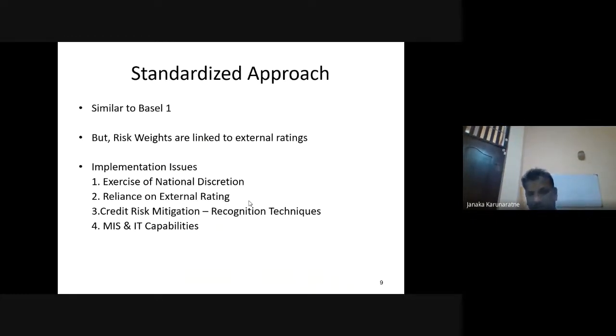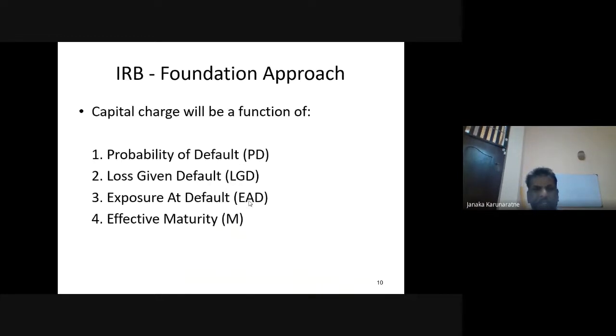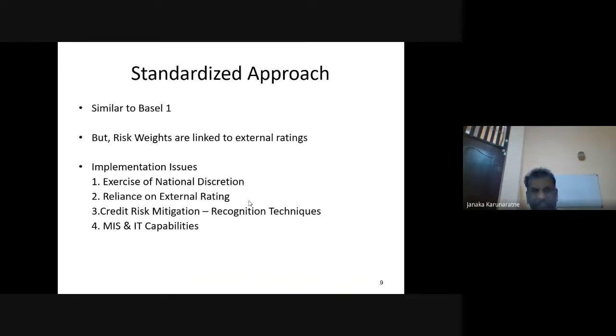But after careful analysis, I think most of the issues were addressed, and so basically, it's a very simple approach. Most regulators have allowed banks to apply it, even in Sri Lanka. So this is called the standardized approach. We will look at the methodologies a little later, as I explained earlier, not at this moment.